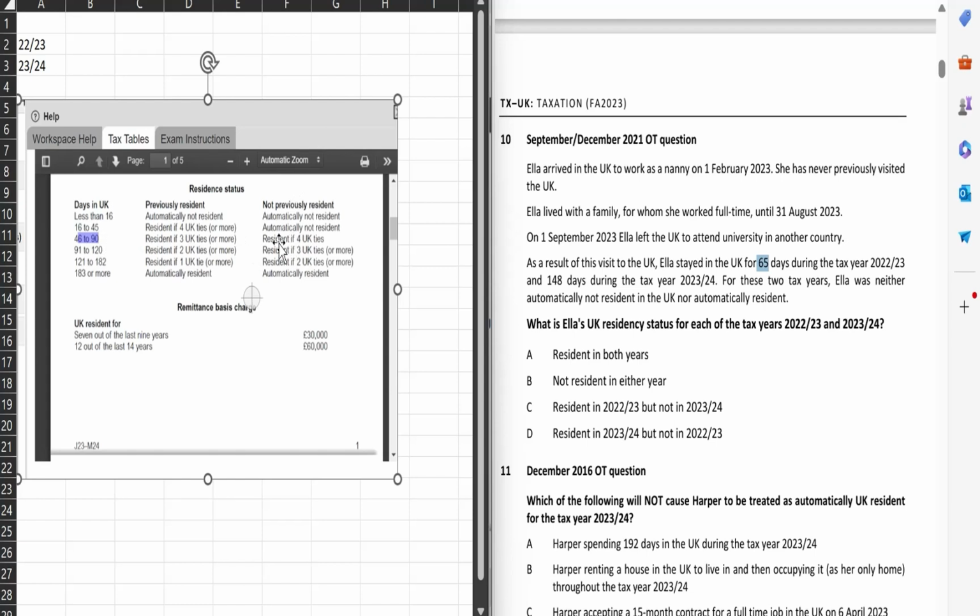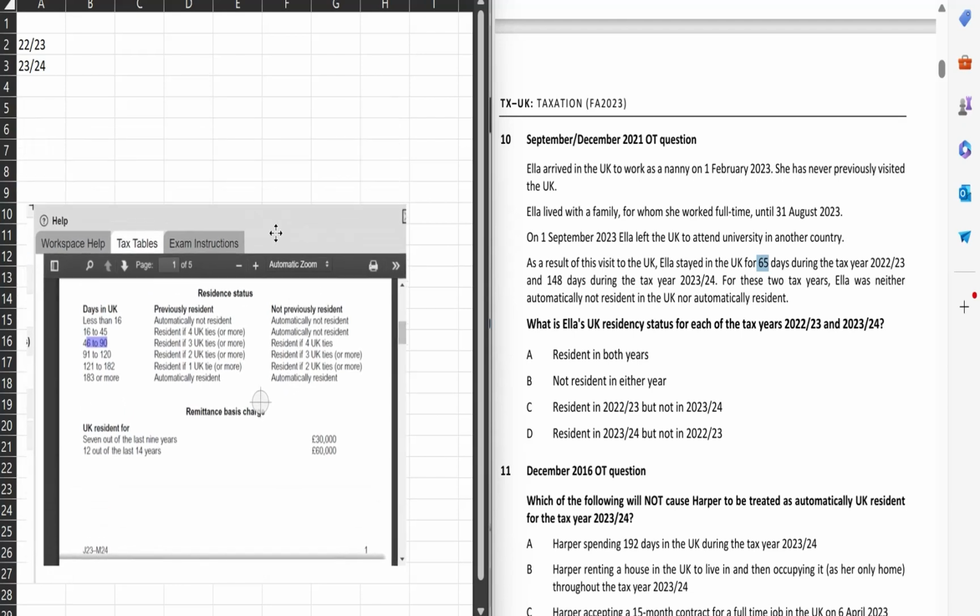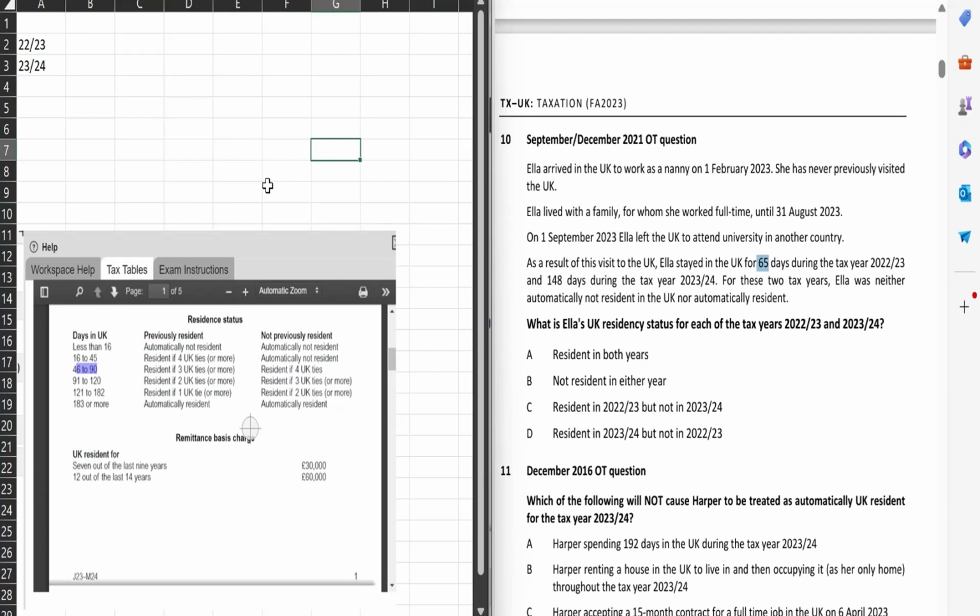And for this resident, if she meets the four UK ties, then she will be considered a UK resident. And for tax year 23 and 24, she was in the UK for 148 days. So we will look into this row, 121 to 182 days. And as she was not previously a UK resident, she needs to meet two ties in order to be considered a UK resident, right? So let's evaluate her ties, and then we will come to the conclusion whether she is resident or not, right?